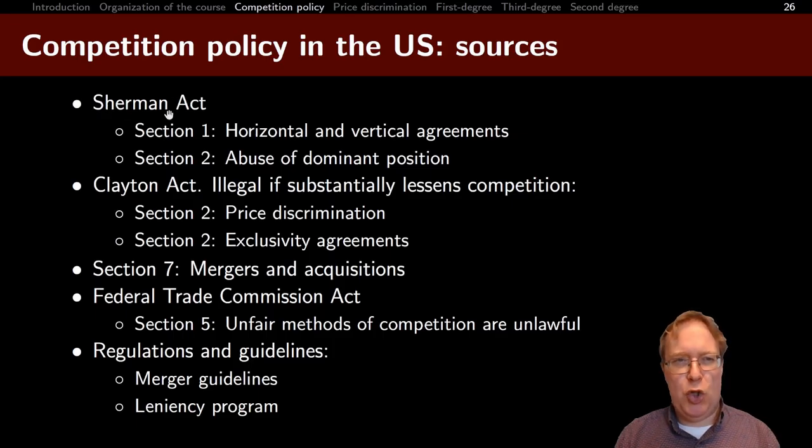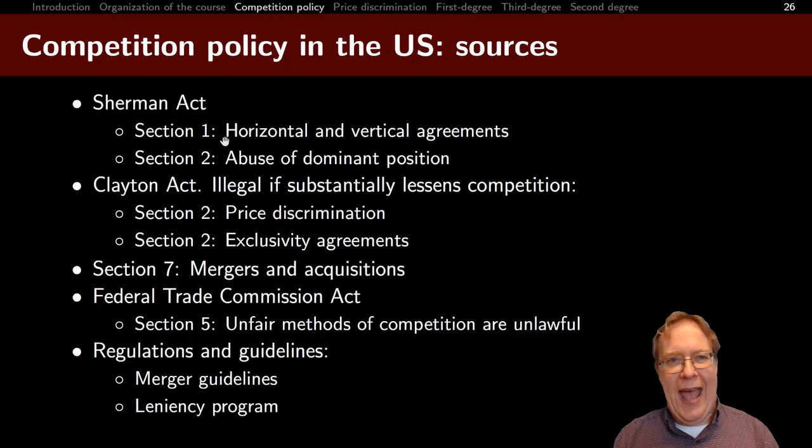So in the US, we have the Sherman Act that started in the 1890s. Back then, a lot of companies, a lot of industries were organized as trusts. So we had the Sugar Trust and the Oil Trust and what have you. And that's also the reason that competition policy is often referred to as antitrust in the US.